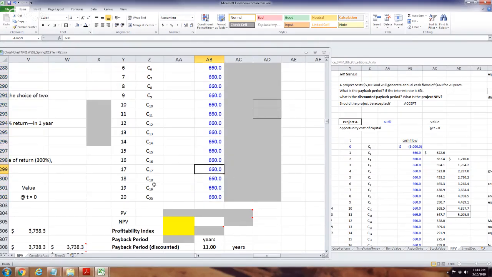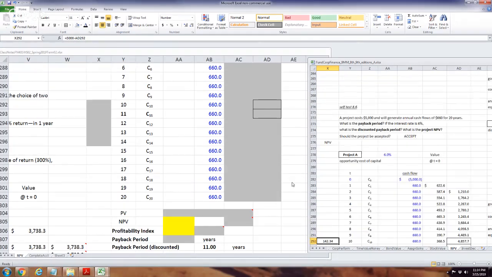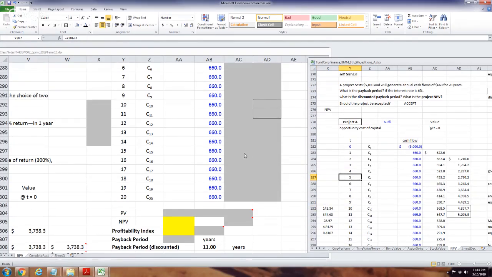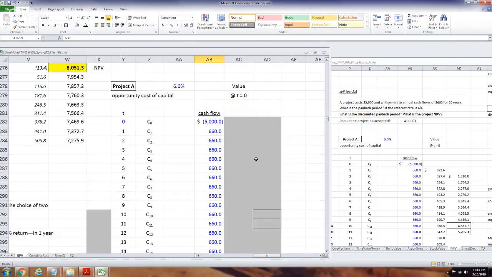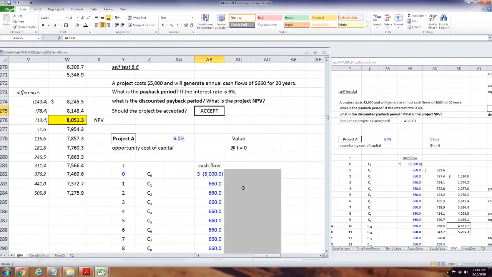Obviously this has already been worked out for you guys, but I recall typing these all out. It was a little bit of work, so we're definitely doing this problem. And obviously it's saying accept, so we're on the way to that. Let's verify that as we go along here.